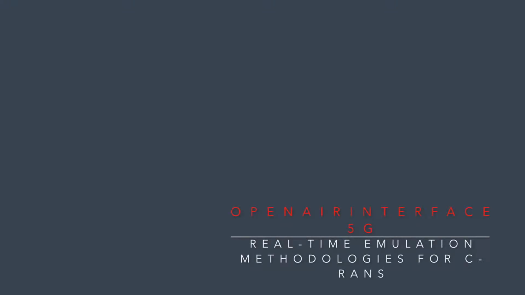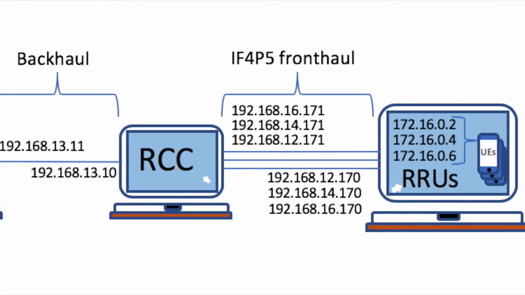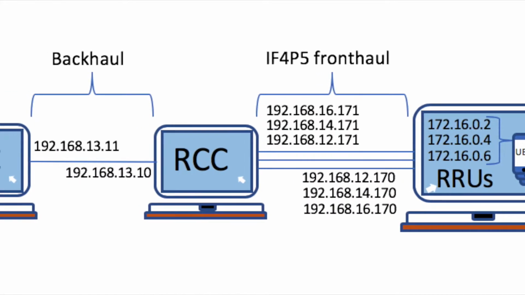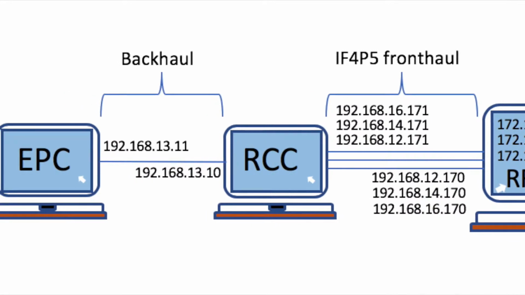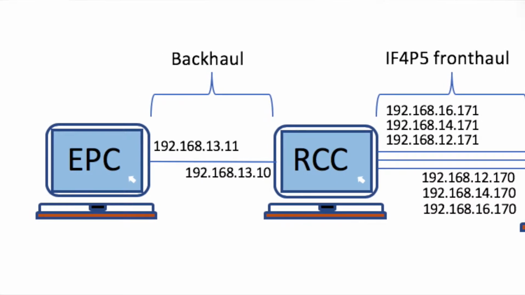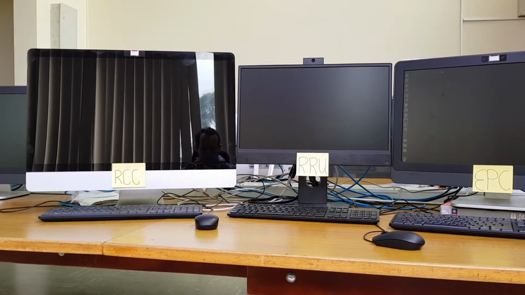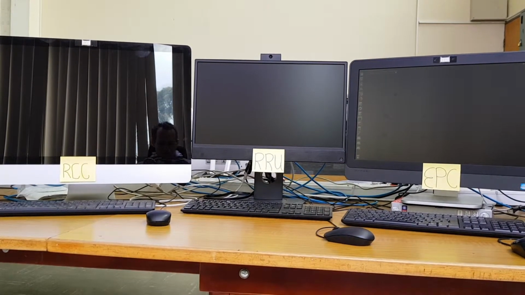Hi everyone, I'm going to present you real-time emulation methodologies for centralized radio access networks on top of OpenAirInterface 5G. Our configuration is composed of three computers for the radio cloud center, the remote radio unit and the evolved packet core. The network segments for the backhaul and the fronthaul are shown in the figure. Those are the computers I'm using for the emulation in OpenAirInterface.